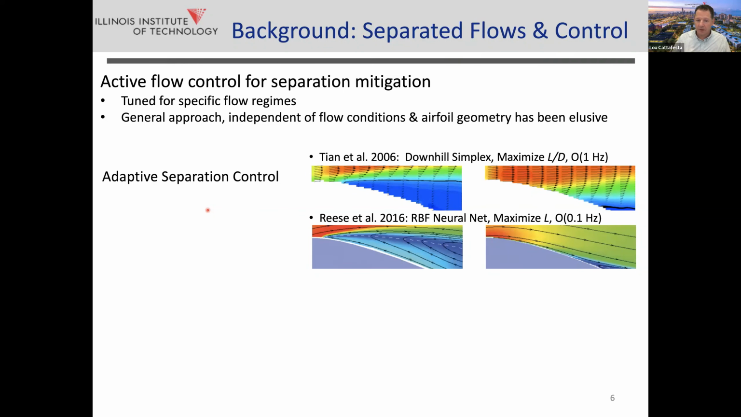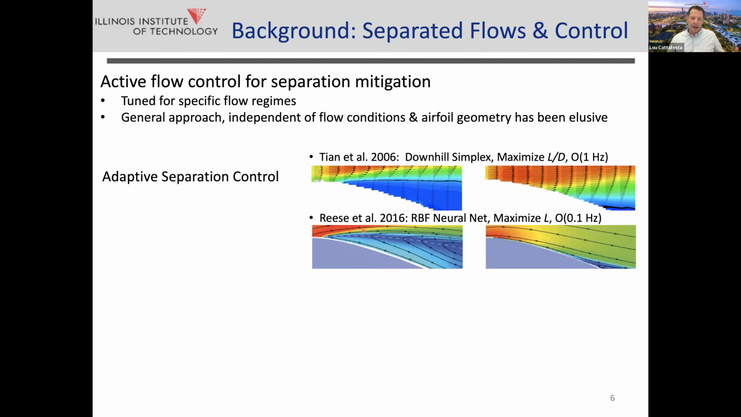And there's examples of this even years ago. So for example, Yi that I just mentioned, ETN, looked at a downhill simplex method where there's no model. All it was trying to do was to maximize the lift to drag ratio. And it did this through a measurement of a load cell of the lift and drag. And it was able to do this successfully as illustrated in this top row, but it did it at a time scale of about 1 Hertz.